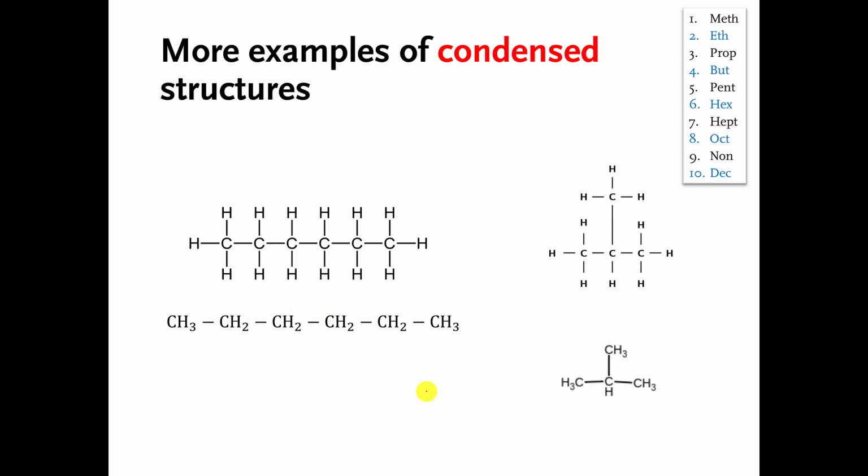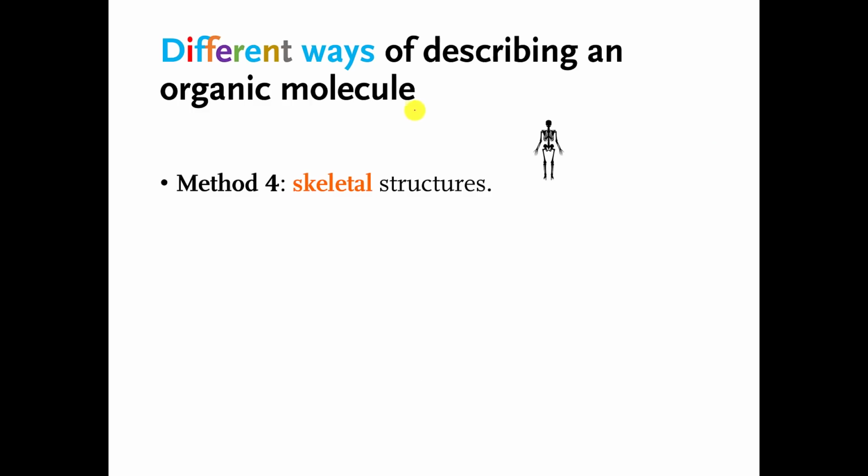And as I mentioned, even writing condensed structures can be tedious once the molecules get big enough. So there is another way of describing organic molecules to other people. And this way has a couple of names. I'm going to call it a skeletal structure. Sometimes your book might call it a line angle structure. This is a little bit weird. It takes a little bit of getting used to, but this is the way that most chemists use to describe organic molecules to each other.